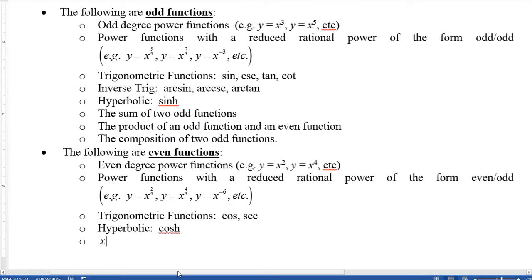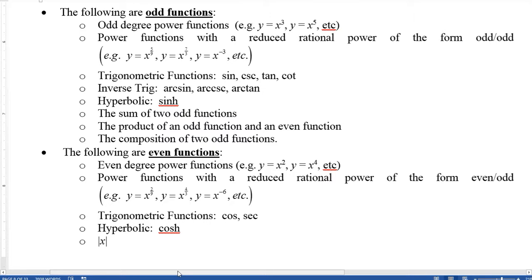And in general, if you add or subtract two odd functions, you get an odd function. The product of an odd function with an even function is an odd function, and the composition of two odd functions is an odd function. So you might think about those a little bit and see why those things would be true.